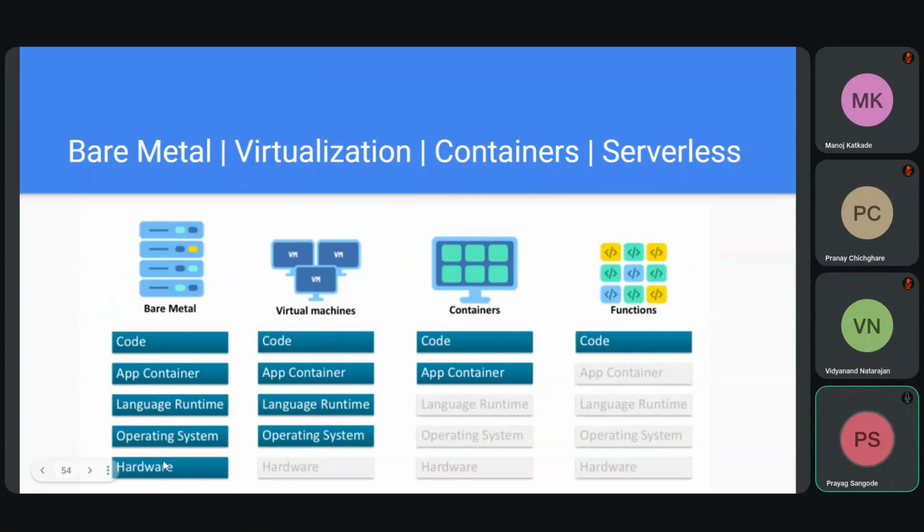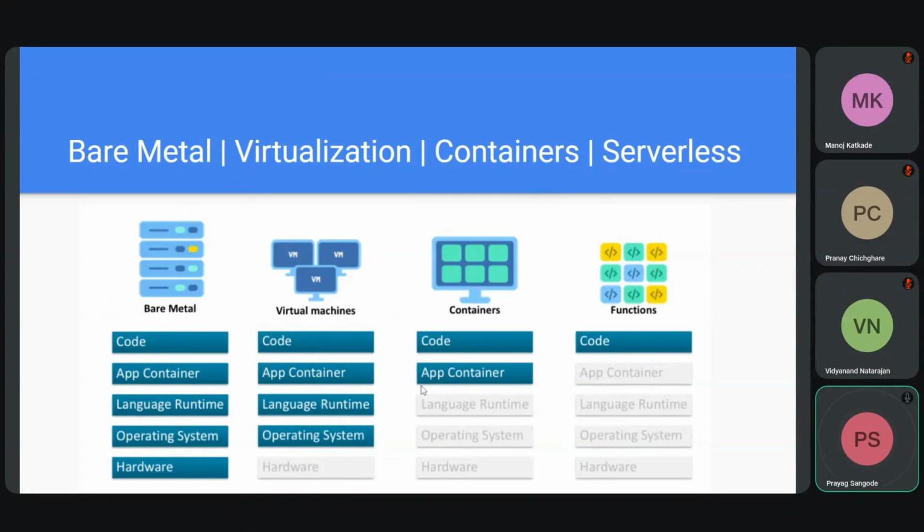On bare metal, there is a single operating system and a single kernel. On virtual machines, there will be three operating systems, and each operating system will have its own kernel. But what happens in containers?